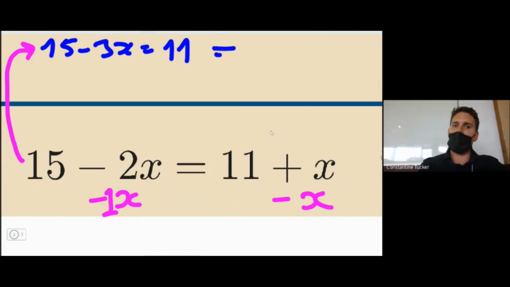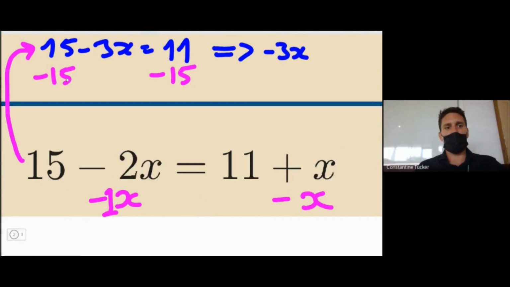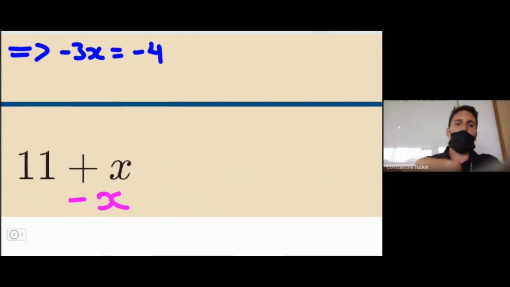Next step, anyone? Any suggestions? Excellent. Yes, you take away 15 from both sides. So we take away 15 from both sides. What does that achieve? It leaves us with just the minus 3x on the left, because this 15 and the minus 15 just killed each other. So we're just left with minus 3x is equal to minus 4. Great stuff.